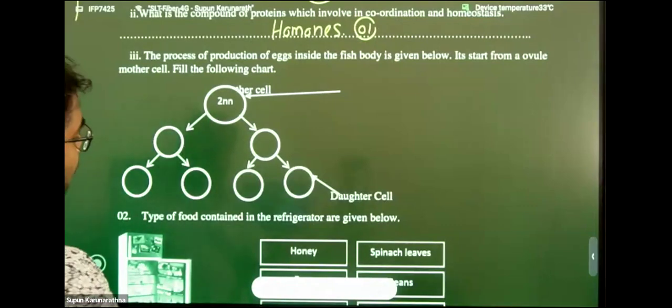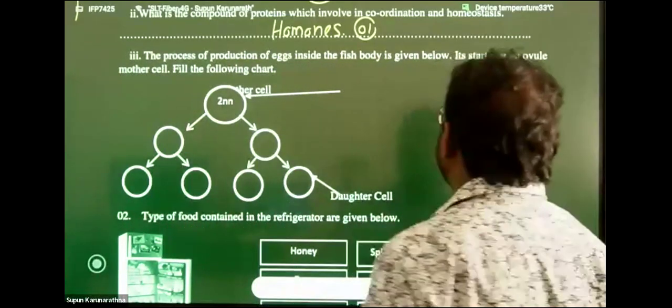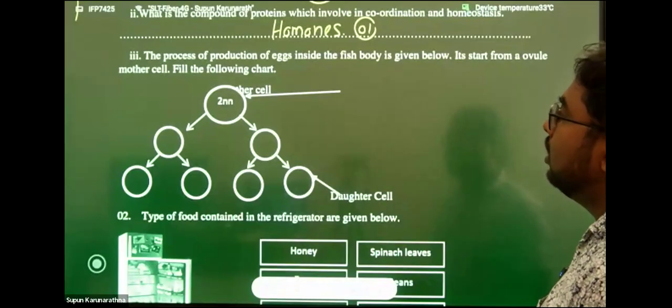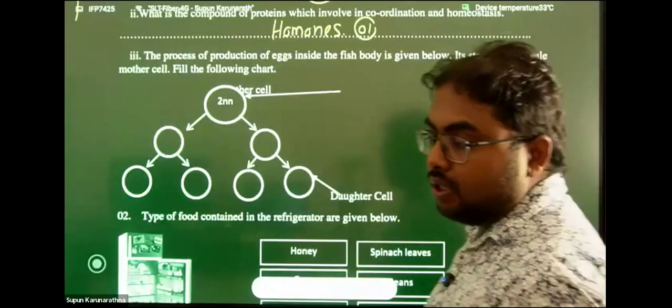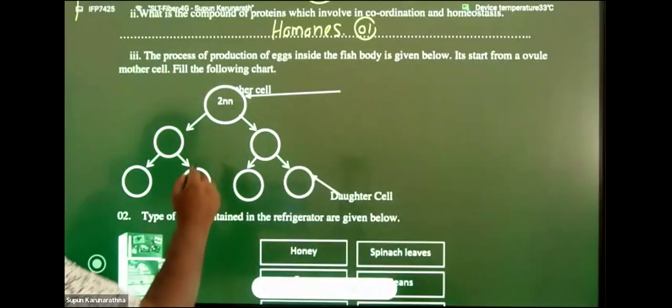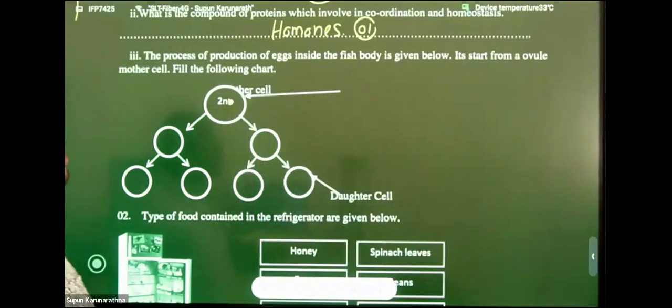The process of the production of eggs inside the fish body is given below. It starts from the ovules, mother cells. Fill the following chart. Here should be the 2n, right? It's a 2n. So how do we? Here is the cell division.